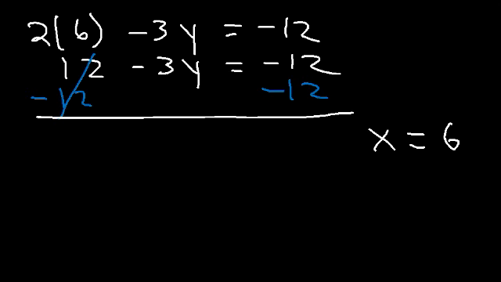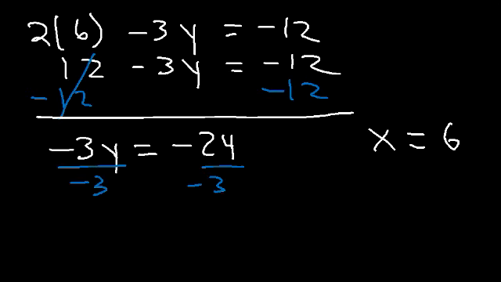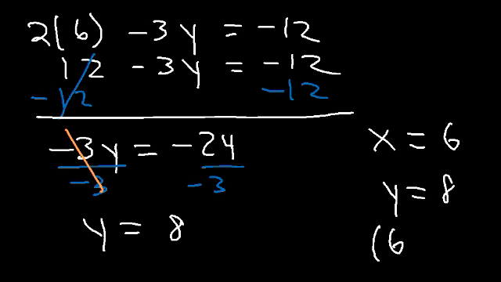So what we have now is negative 3y is equal to negative 12 minus 12, which is negative 24. So if we divide both sides by negative 3, we can see that y is 24 over 3, which is 8. Whenever you have two negative numbers either multiplied or divided by, it's going to become a positive number. So the answer is 6, 8.